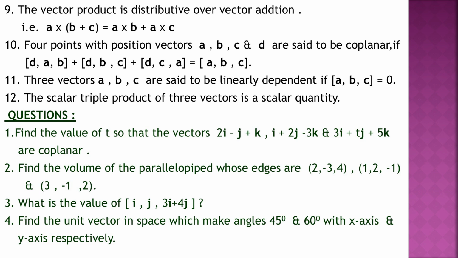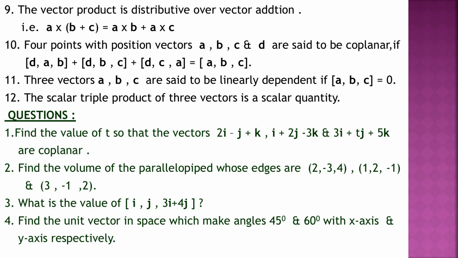Three vectors A, B, C are said to be linearly dependent if the scalar triple product of A, B, C is equal to 0. Linearly dependent means the three vectors are coplanar. If the three vectors are not coplanar, then they are said to be linearly independent. The scalar triple product of three vectors is a scalar quantity. Already we have mentioned this.